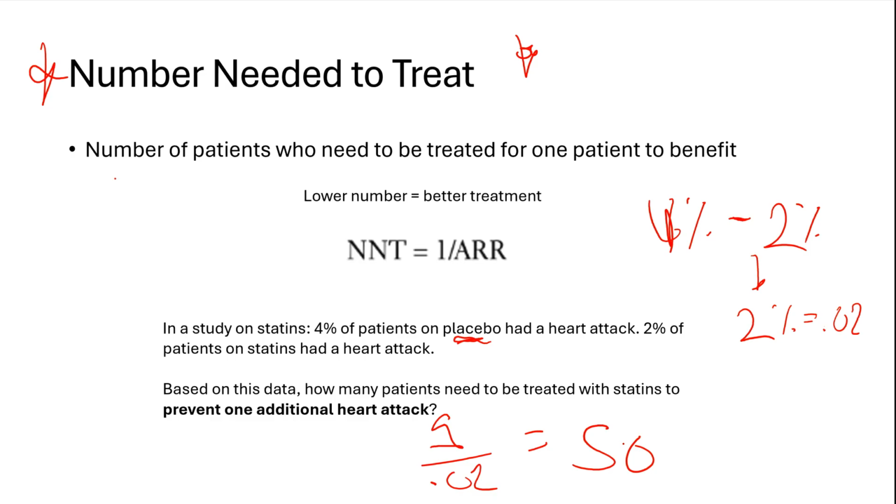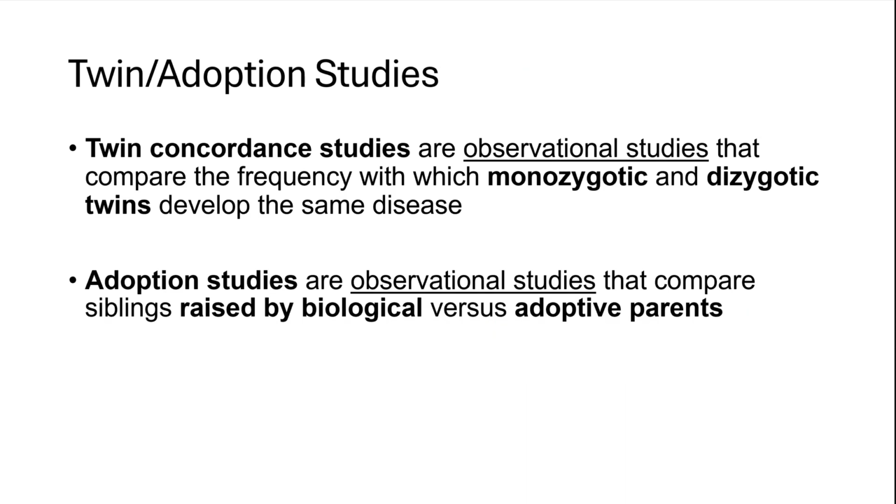That covers our primary objective of observational studies, going over the calculations with case control versus cohort and how we interpret these. For completeness' sake, I've included the other observational studies, such as twin concordance studies, which are observational studies that compare the frequency to which monozygotic and dizygotic twins develop the same disease. And adoption studies, which are observational studies that compare siblings raised by biological versus adoptive parents.